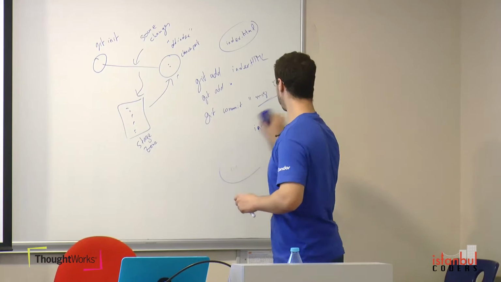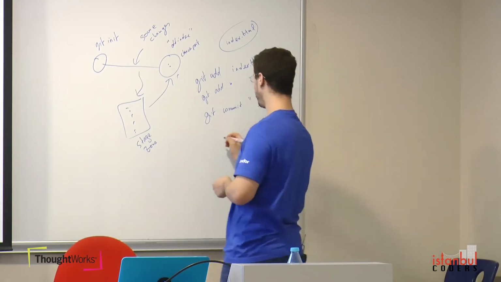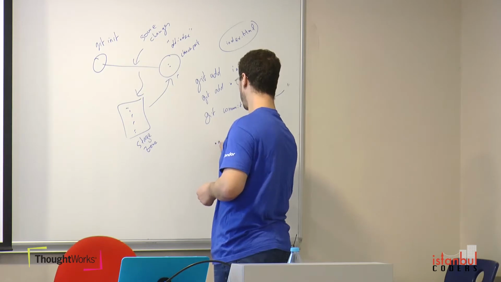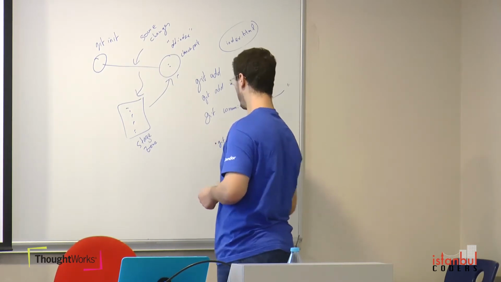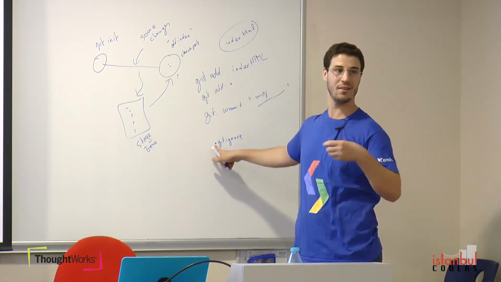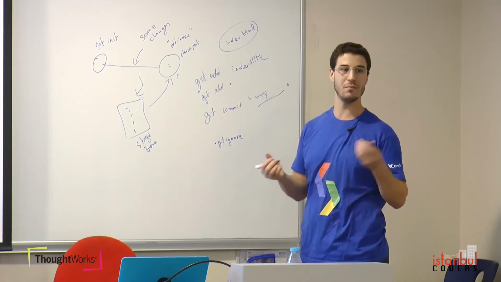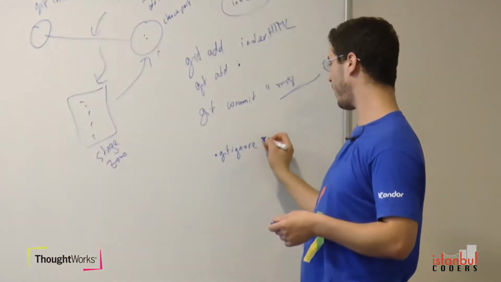What's the name of the file? Yes, the name of the file is .gitignore. Just remember the dot. Why dot? Because it's originally a hidden file. You shouldn't be bothered with this file. So it's called the .gitignore file.